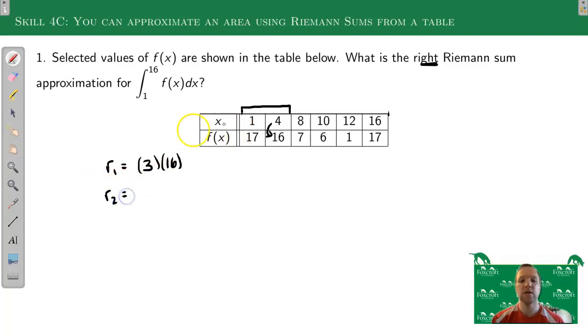My second rectangle is now my next interval from 4 to 8. So 4 to 8 is a width of 4. And again, I'm plugging in the right value every single time. So I'm plugging 8 into my function and I get out 7.